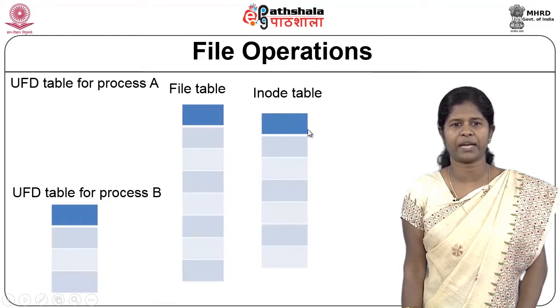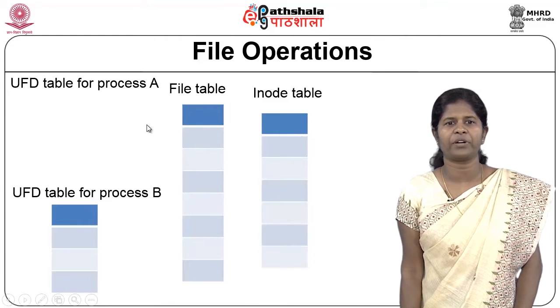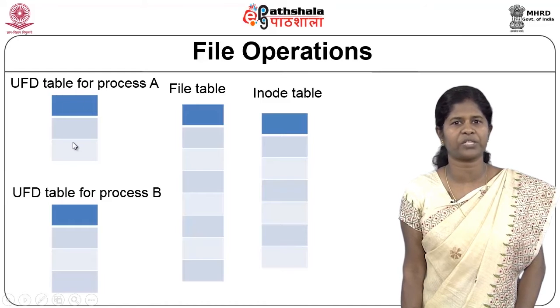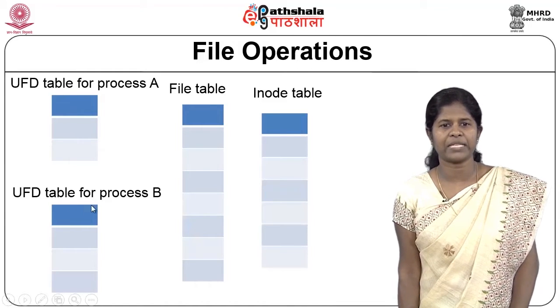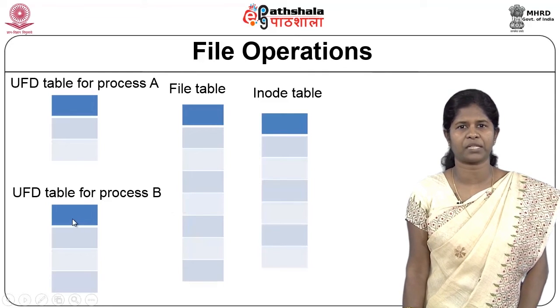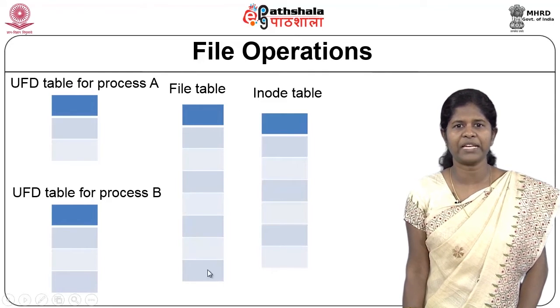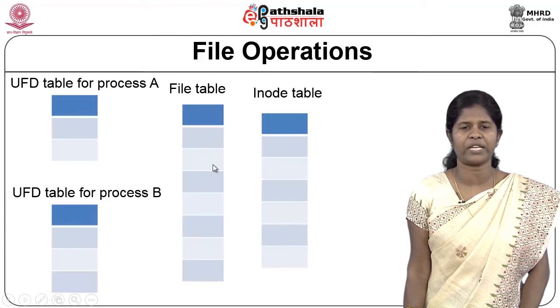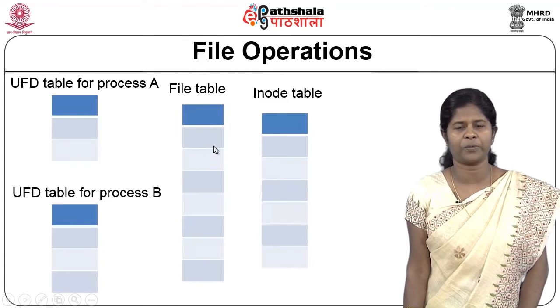Now, look at this diagram. Say you have process A. Process A has got its own user file descriptor table. There is another process B, which also has got its own user file descriptor table. There is a file table. This file table is a single table. There is a system wide table that is common to all the processes.